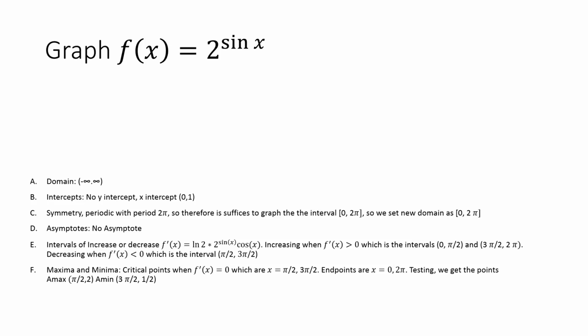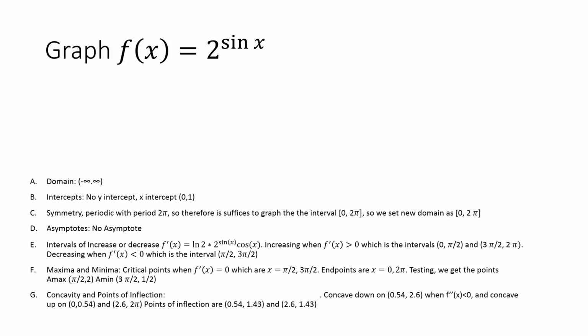Next, for maxima and minima, critical points are when f prime of x equals 0, and you just find them. They're going to be pi over 2 and 3 pi over 2. We test the endpoints as well, 0 and 2 pi. And after testing everything and comparing, we get that the absolute max is at pi over 2, 2, and the absolute min is at 3 pi over 2, one half.